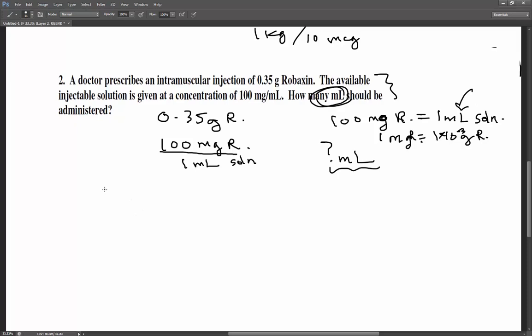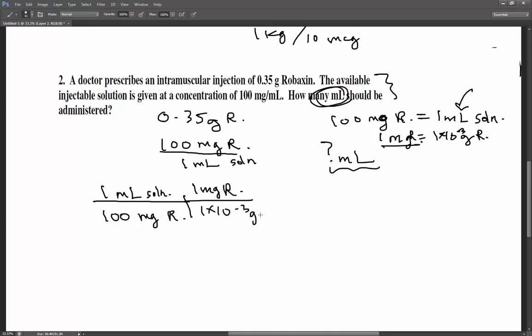There's the milliliters. I'm going to put that front and center, 1 milliliter of solution, because that's the unit that I want at the end of the day. And that comes with 100 milligrams of Roboxen. Now, I need milligrams. I've got grams. Here's milligrams. Okay, so I see that 1 milligram of Roboxen is 1 times 10 to the negative third grams of Roboxen. And I'm going to put the milligrams on top because I want them to cancel.